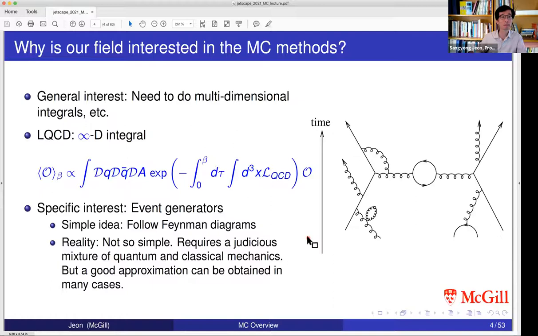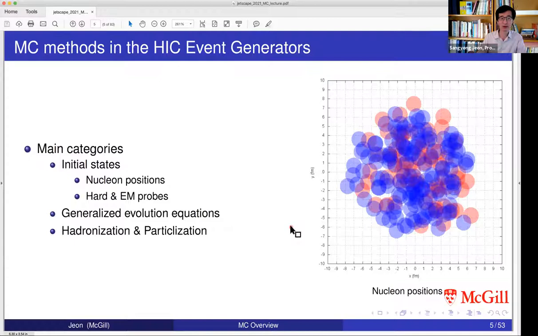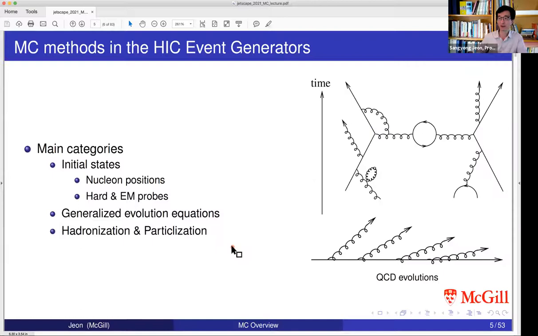So in this lecture, I'm going to talk about three things. I'm going to talk about how to do initial states, something like this. You know, how do you actually get these nucleon positions? And then how to think about the evolution equations in terms of Monte Carlo methods, and also then hadronization and particlization. Okay, so this is nucleon initial state, evolution, and then hadronization.